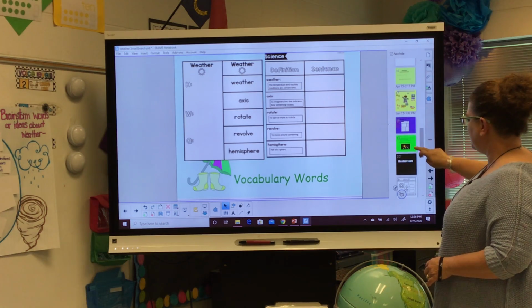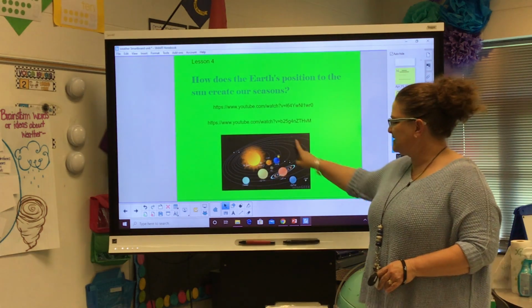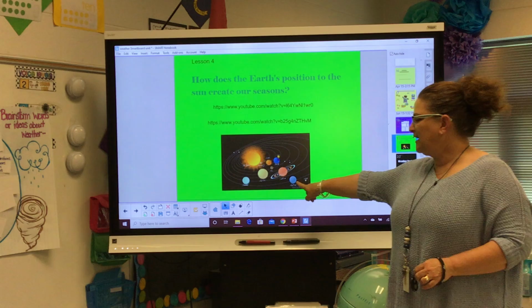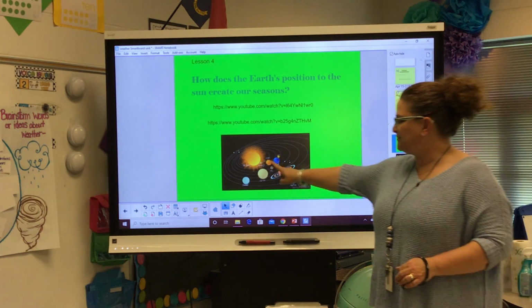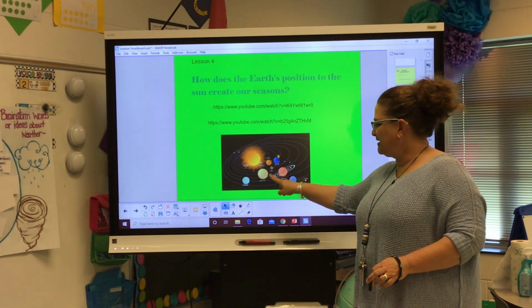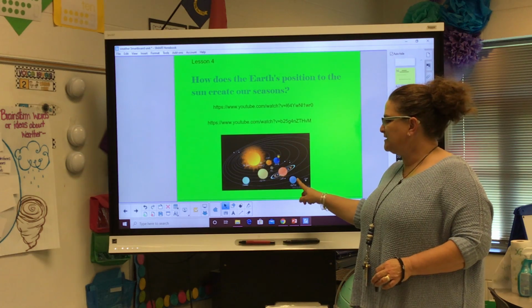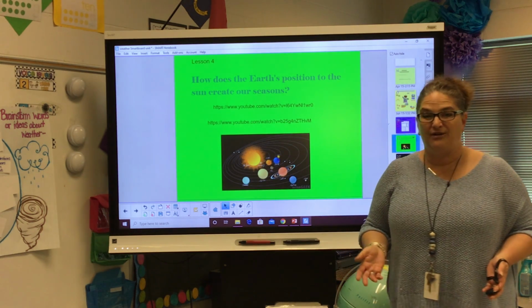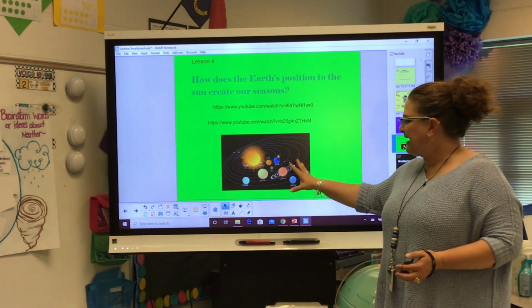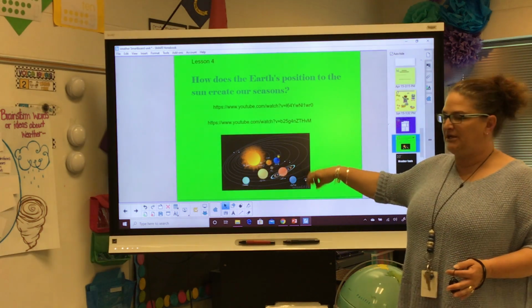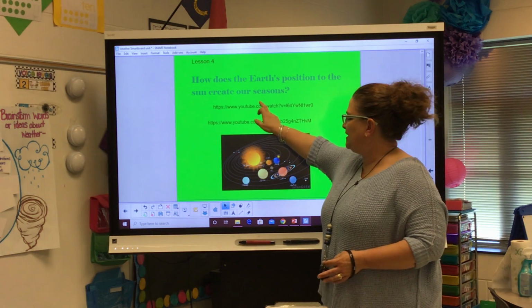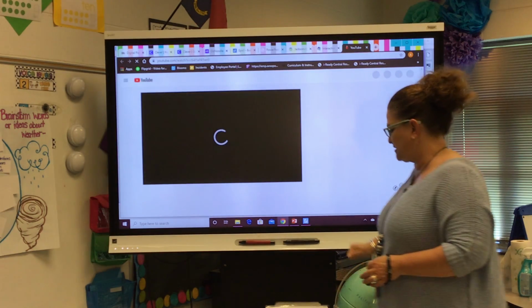Let's go back to the right page. And then this down here at the bottom is a picture of our solar system. Okay, so this is the sun, and then these are the planets. Now, a lot of times you may hear that the sun revolves around us, but that does not happen. We are actually going around the sun, and this is what this video will help you understand just a little bit.